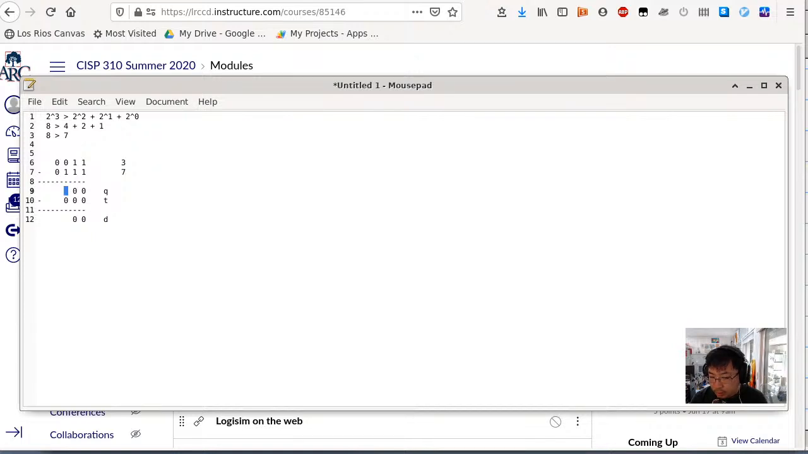This time we got something slightly more interesting, because 0 minus 1 is a 1 with a borrow of 1. And then 1 minus 0 is a 1. 0 minus 0 is a 0. 0 minus 1 is a 1 with an overall borrow. So that's how we compute all the bits.